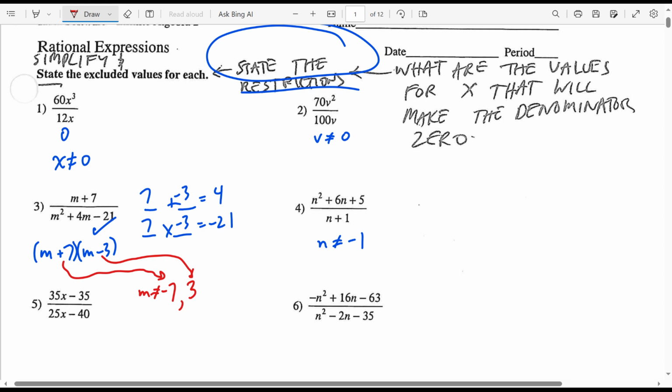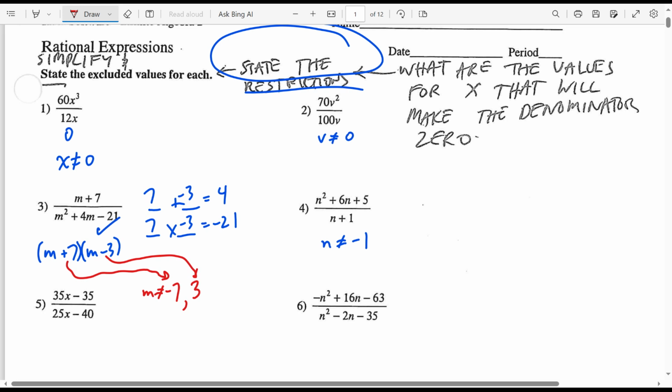So I independently got this from that set of brackets and this one from that set of brackets. Because let's just look at it. If m was -7 here, you get it, right? -7 plus 7. 7 minus 3. This becomes 0. 0 times 4 becomes 0. I can't have that.